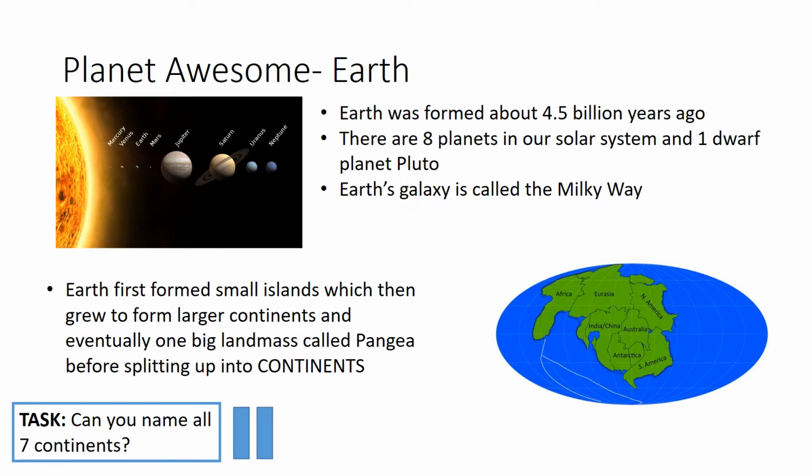Small islands also began to appear as well, and eventually these all joined up to create one giant landmass called Pangaea. Eventually, Pangaea split up into the 7 different separate continents that we know today. If you pause your video here, see if you can name all of the 7 continents.